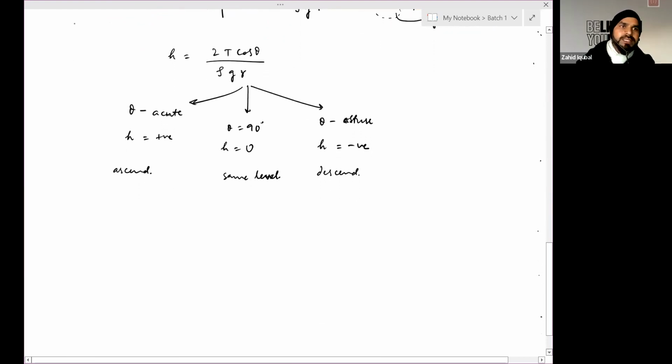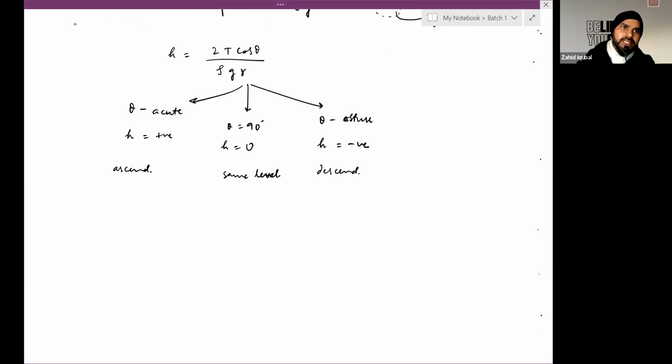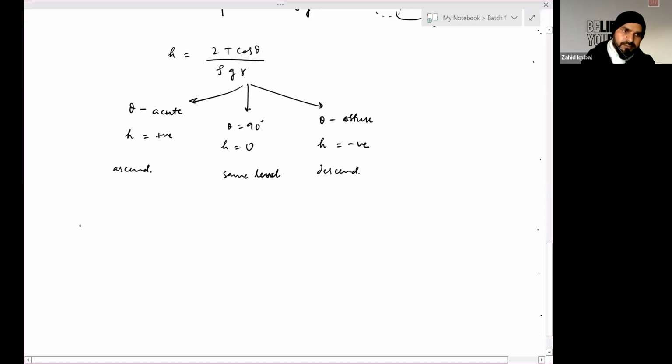Now the next question will be how mass and radius are related to one another. So next is radius and mass. Since h equals 2T cos theta divided by rho g r, mass is equal to density into volume.